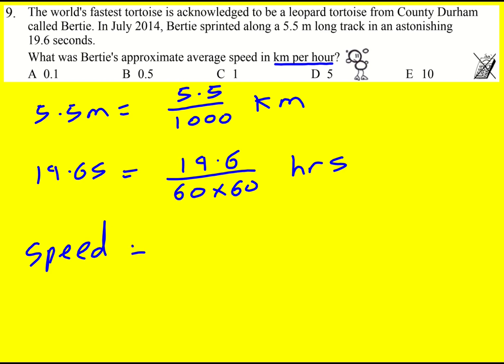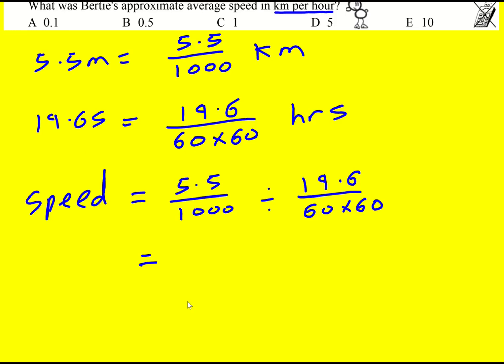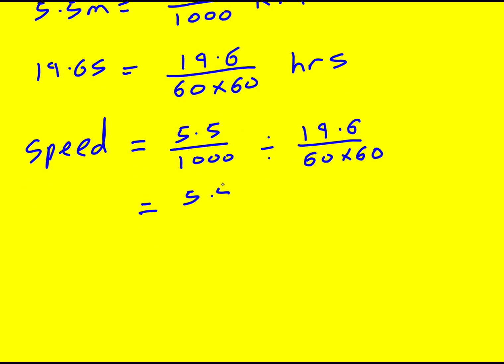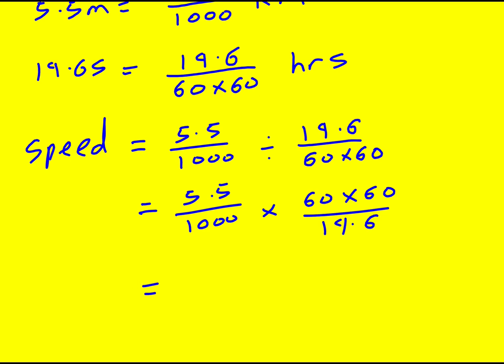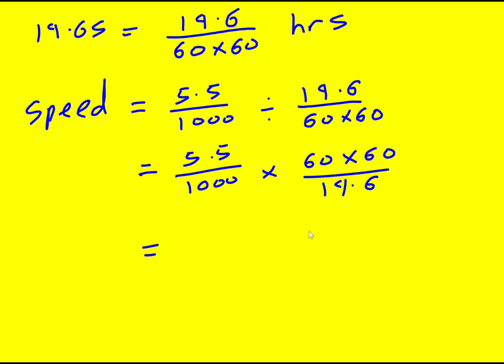So then average speed is equal to distance divided by time. I'm dividing two fractions, so I can keep this the same, change this to a times, and change this to 60 times 60 over 19.6. I want to try and avoid doing too many calculations, but I'm trying to cancel things off where I can. Now I can then times the tops and times the bottoms. That's what we do with fractions.